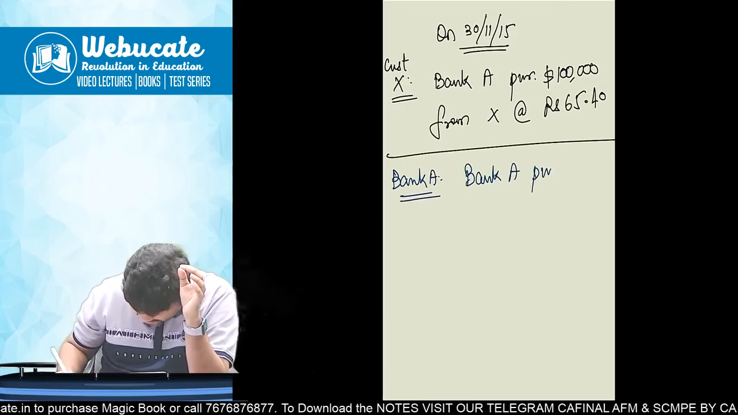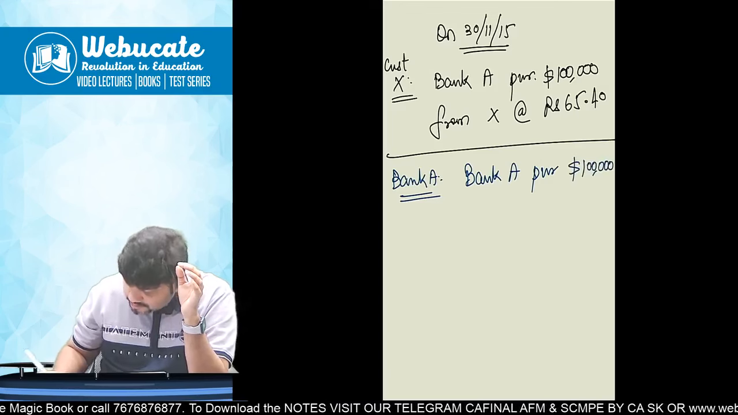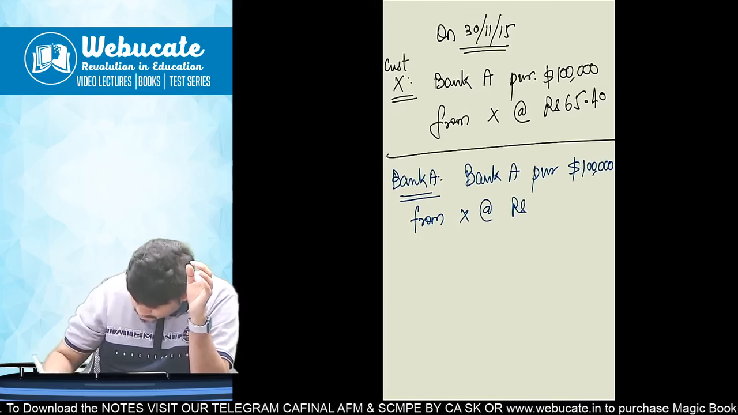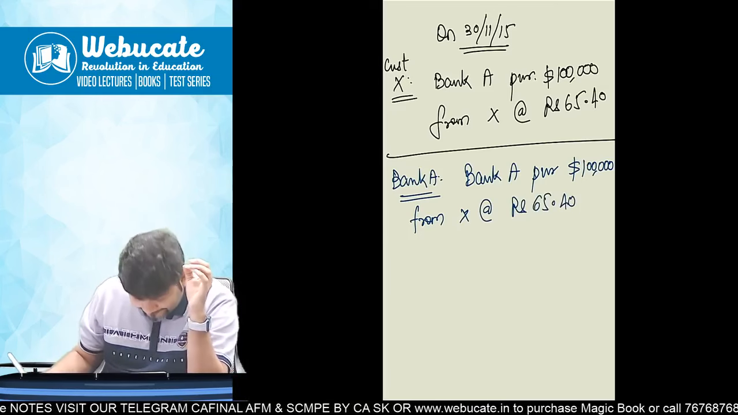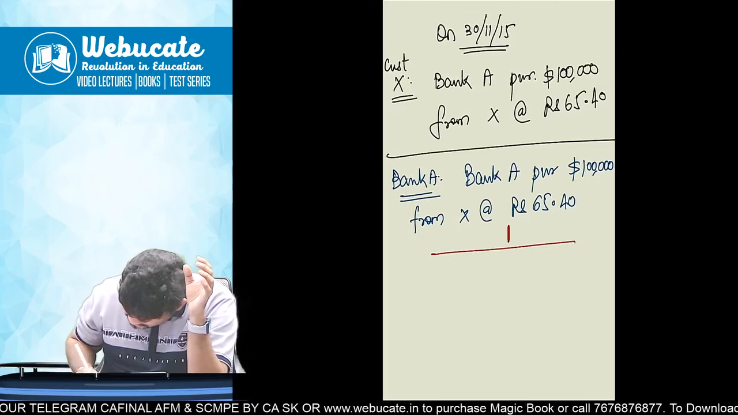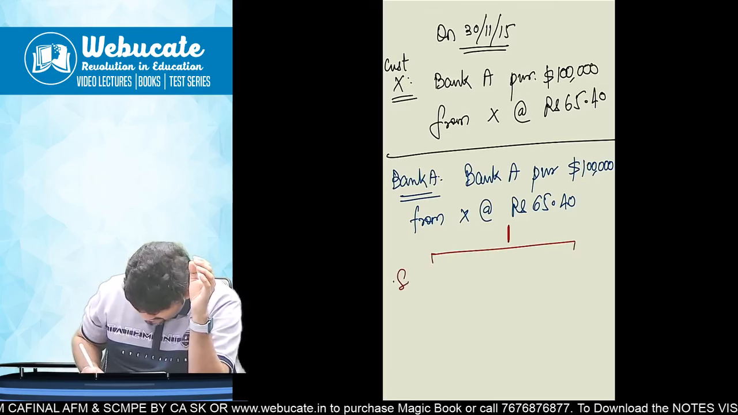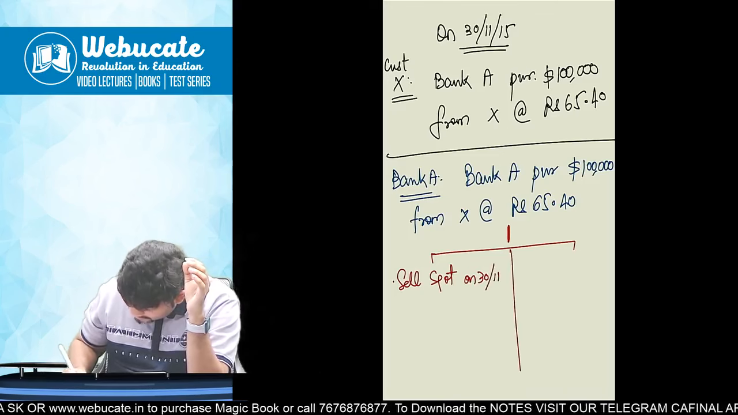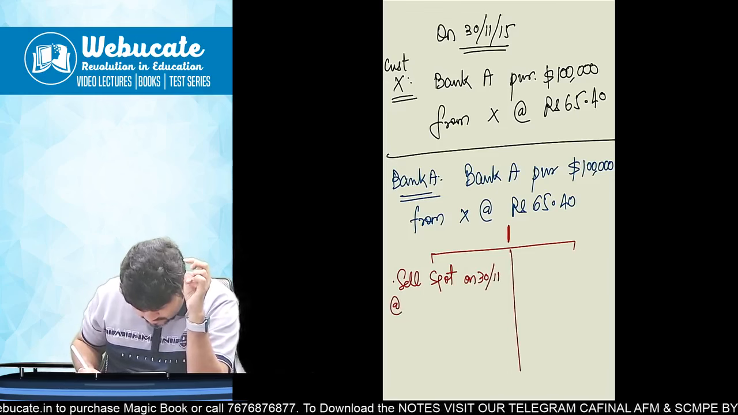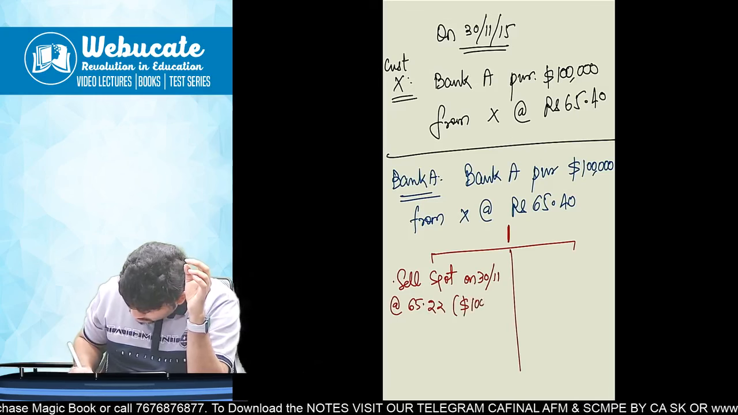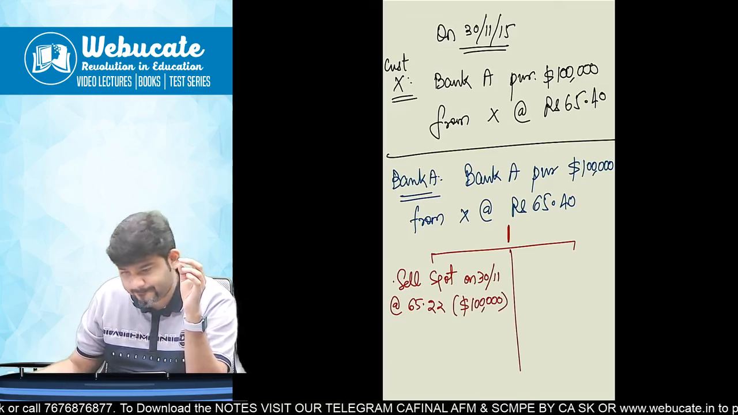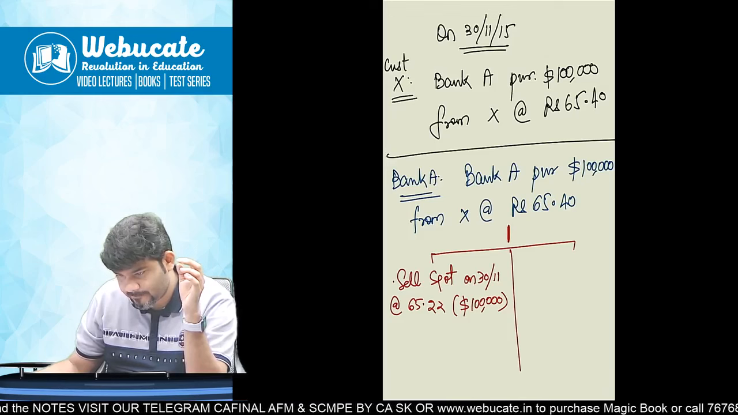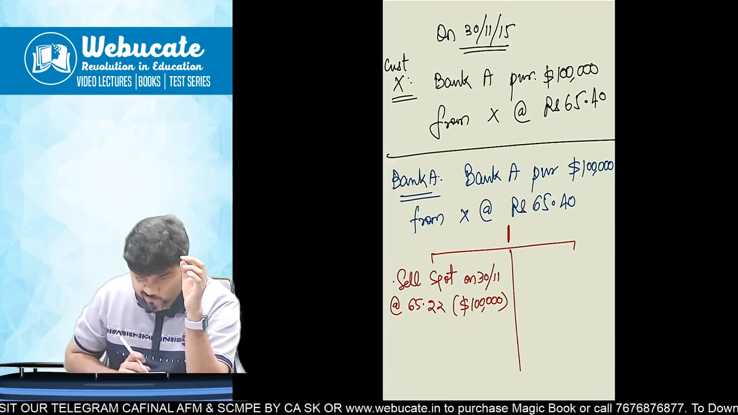Bank A purchases dollar 1 lakh from X at the rate rupees 65.4. Okay, sir. Clear with this? Okay, sir. Then two other things he does. After this, two more things he does. What? Sell spot on 30th November at the rate 65.22 dollar 1 lakh. Done.